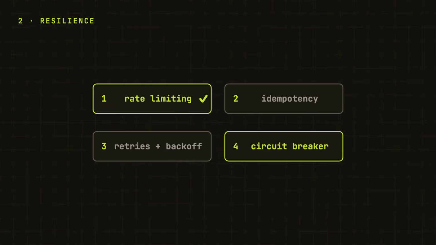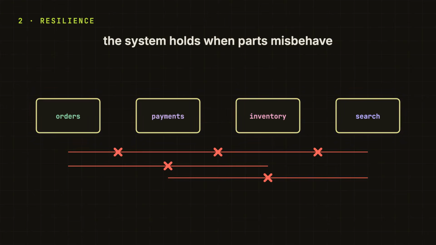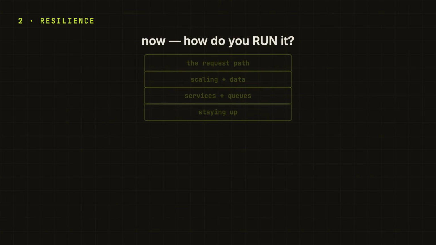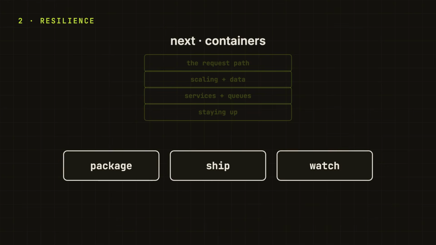So, in our store, rate limiting, idempotency, retries with backoff, and circuit breakers is what keeps the whole thing standing even when individual parts misbehave. Okay, we have now designed the entire system. The last big area is how you actually run it in the real world, how you package it, ship it, and watch it. And that starts with containers.